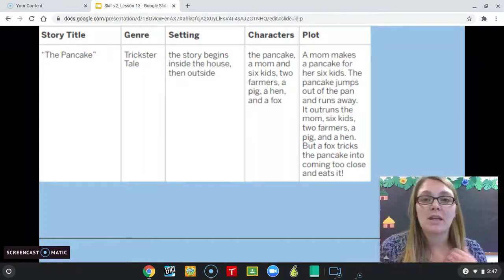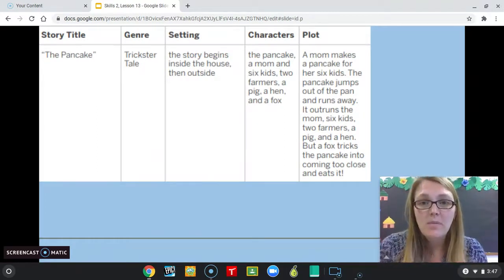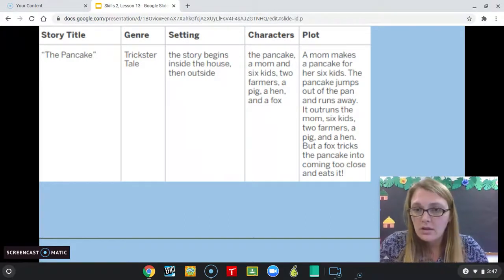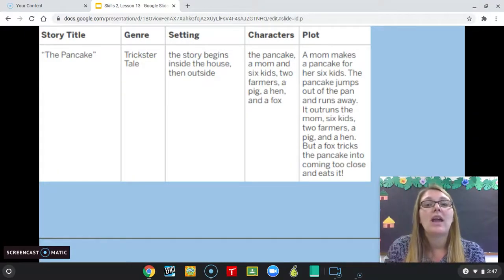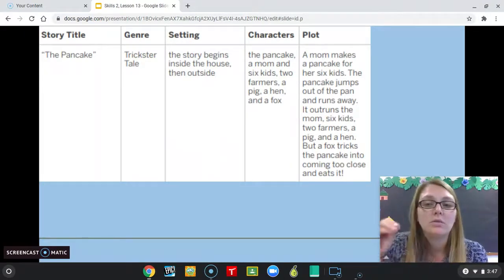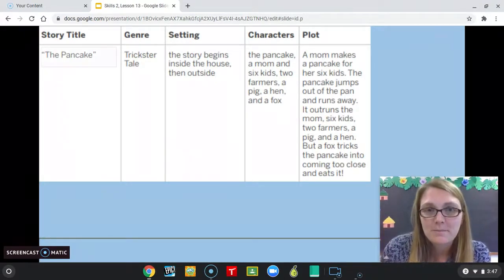The plot is the mom makes a pancake for her 6 kids. The pancake jumps out of the pan and runs away. It outruns all the characters until the fox tricks it, and it comes so close, he's able to gobble it up and eat it.